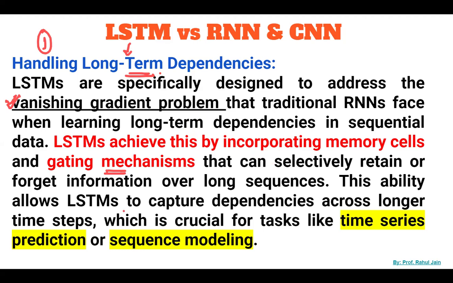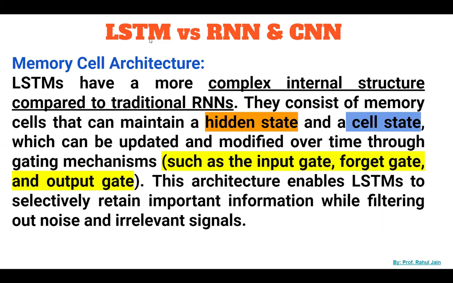So this ability allows LSTM to capture dependency across longer time steps, which is crucial for tasks like time series predictions or sequential modelings, right? And the second reason can be the memory cell architecture. So long short-term memories have a more complex internal structure compared to the traditional recurrent neural networks, and they consist of memory cells that can be maintained in a hidden state and cell state, which can be updated and modified over time through gating mechanisms such as input gate, forget gate, and output gate.